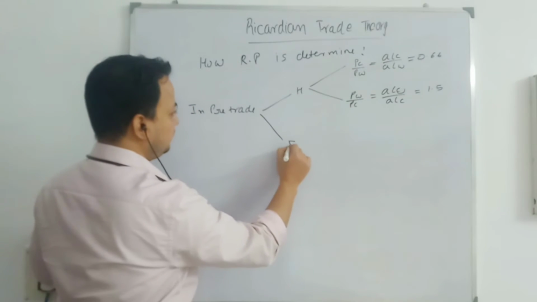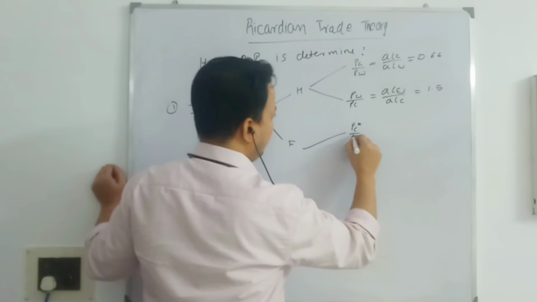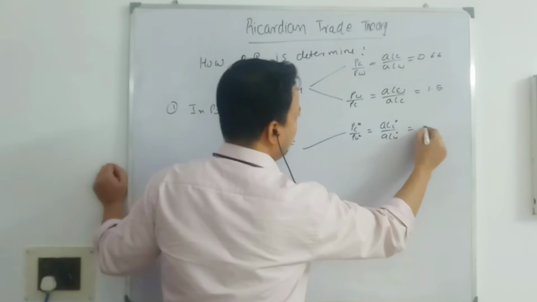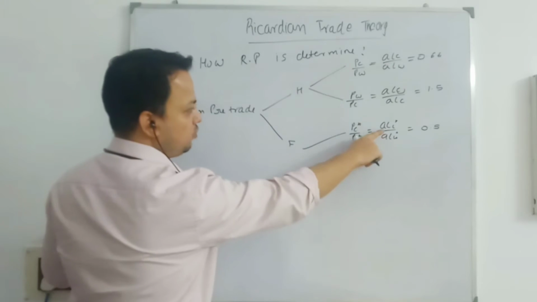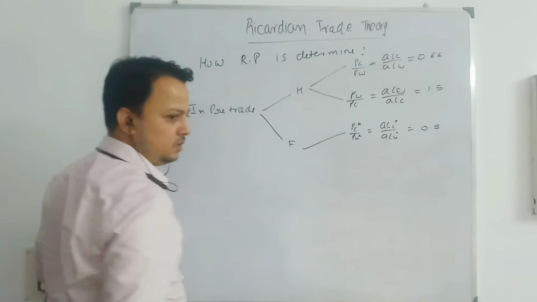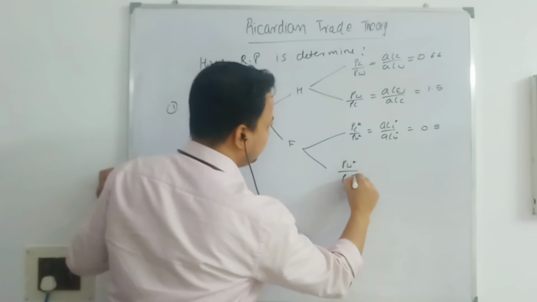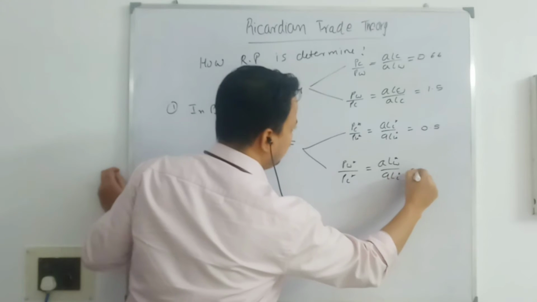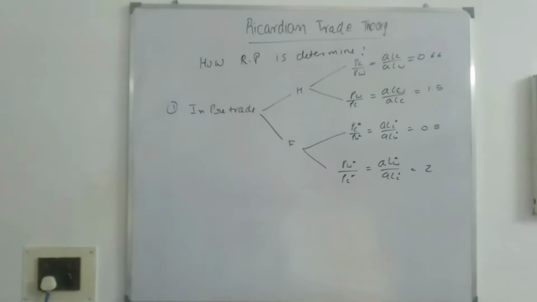Similarly, in the foreign country, what we will be seeing is the relative price of cheese, PC star over PW star, must be equal to ANC star over AW star, which is 0.5. So the relative price of cheese in the foreign country must be equal to the opportunity cost of producing cheese, which is 0.5. Or we can see the reciprocal, PW star over PC star equal to AW star over ANC star equal to 2. So in the pre-trade situation, both goods will be produced in the home country and in the foreign country.